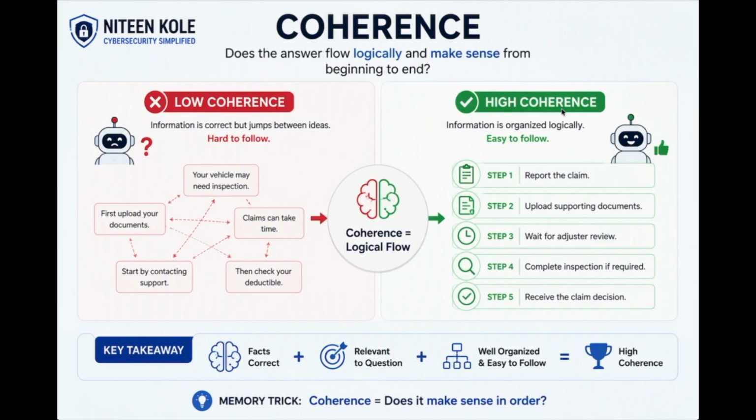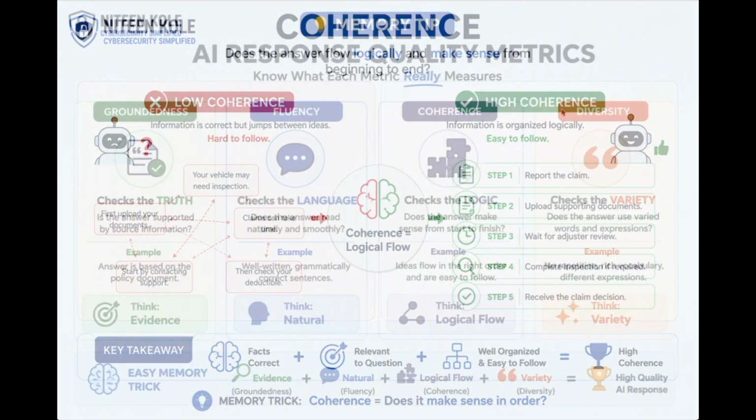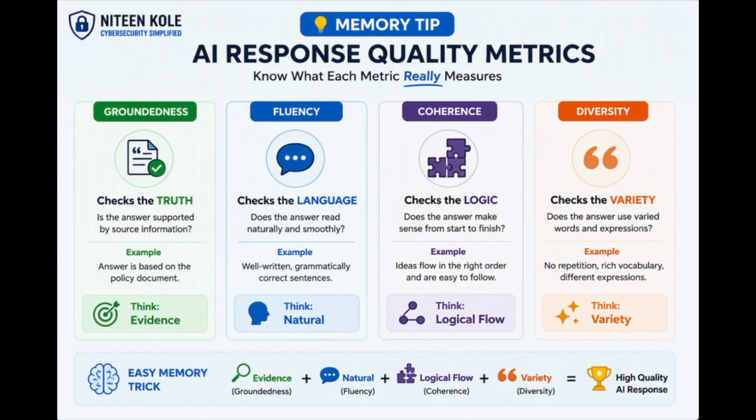Step 2, upload documents. Step 3, wait for review. Step 4, complete inspection. Step 5, receive decision. Same information, much easier to understand, much easier to follow. That's what Azure calls high coherence. Memory trick. Remember, groundedness is evidence, fluency is natural language, coherence is logical flow, diversity is variety.